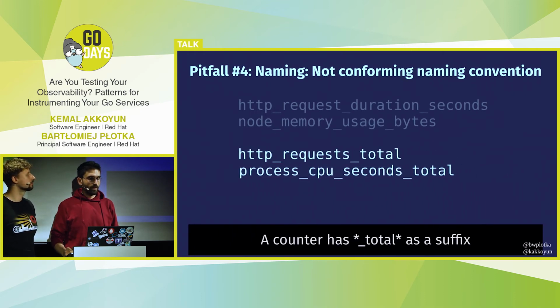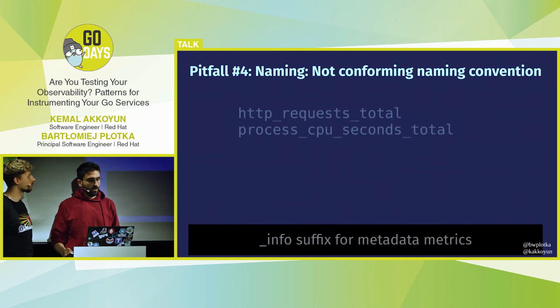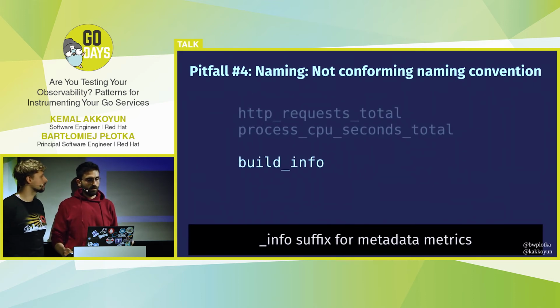So the second one, you need to have underscore total suffix for all your metrics, for all your counters. This is actually going into the OpenMetrics standard, so it will be mandatory. So please respect this one as well. And last but not least, underscore info suffix. So you need to put this for your metadata metrics. You can use this like version of your running service, metrics like that.